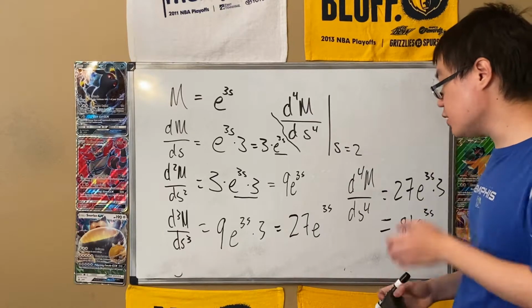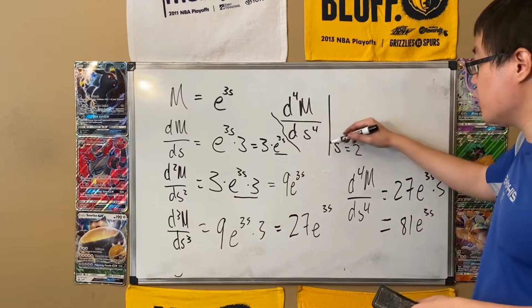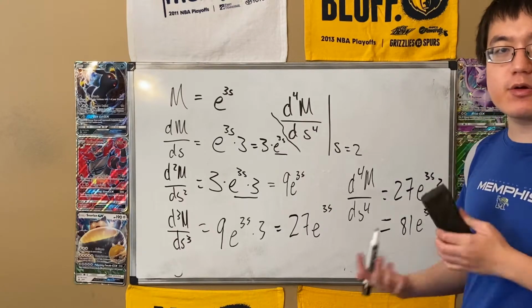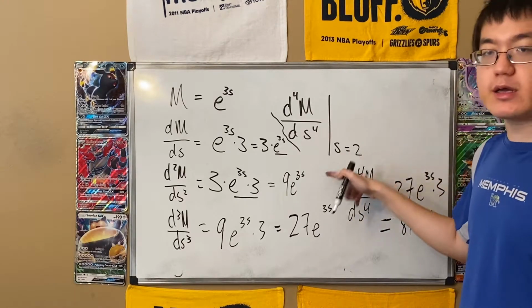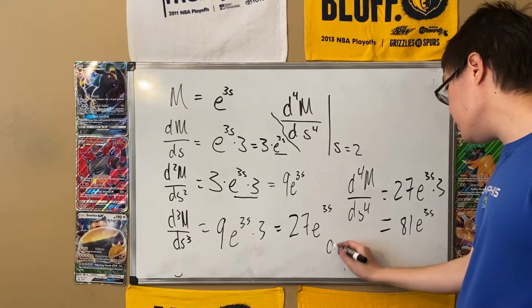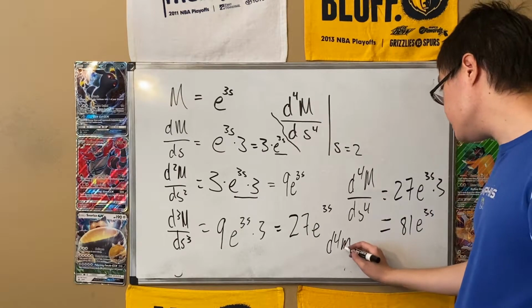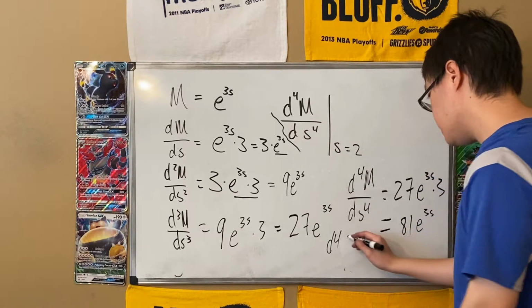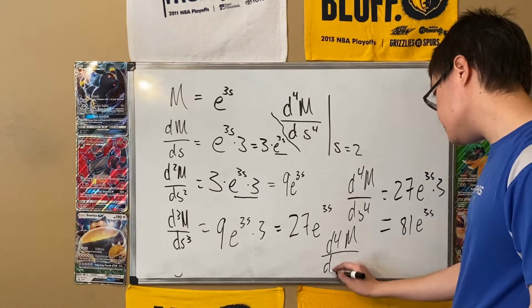So how do we finish this question? Well, again, this vertical bar notation tells me that the answer isn't going to have variables because you're going to plug in s for 2. So at the very end here, all I want to find is the fourth derivative. Let's use a capital M over ds to the fourth.